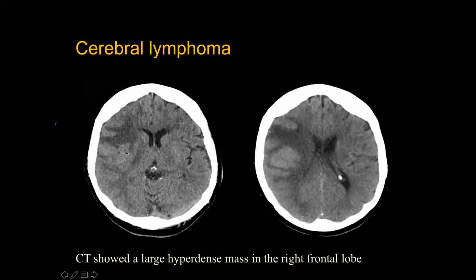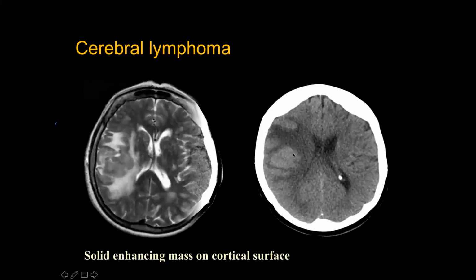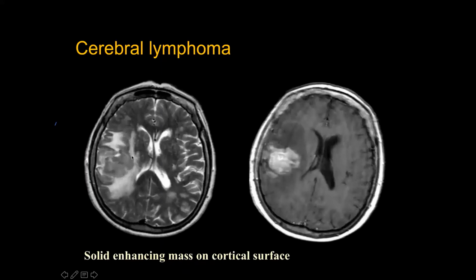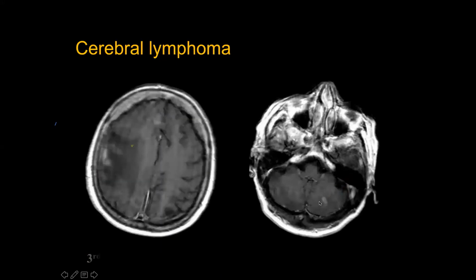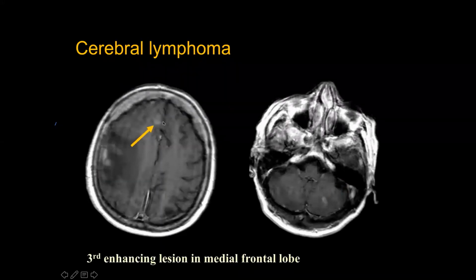This is slightly different. This is a more peripheral, hyperdense lesion. T2 again is dark, lobulated, enhances almost homogeneously, extending to the cortical surface. Second lesion in the cerebellum, enhances with contrast, again homogeneously, a small patch. And the third one, the medial frontal lobe.